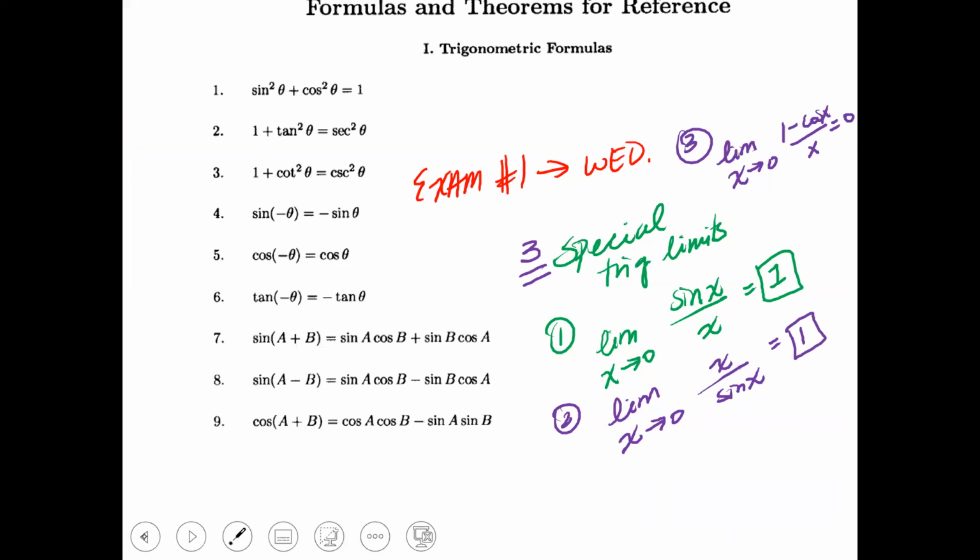All right, so you have this formula sheet on your paper. Make sure you are getting a quick review of it. And just remember, these are the 3 special trig limits, so make sure you memorize them.